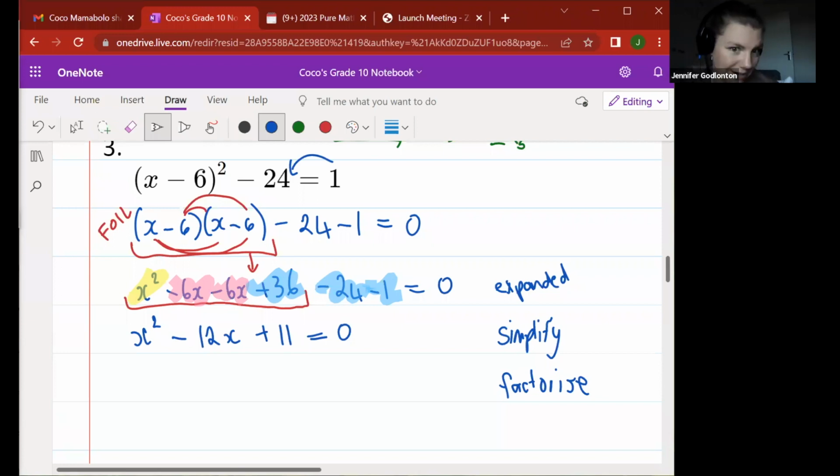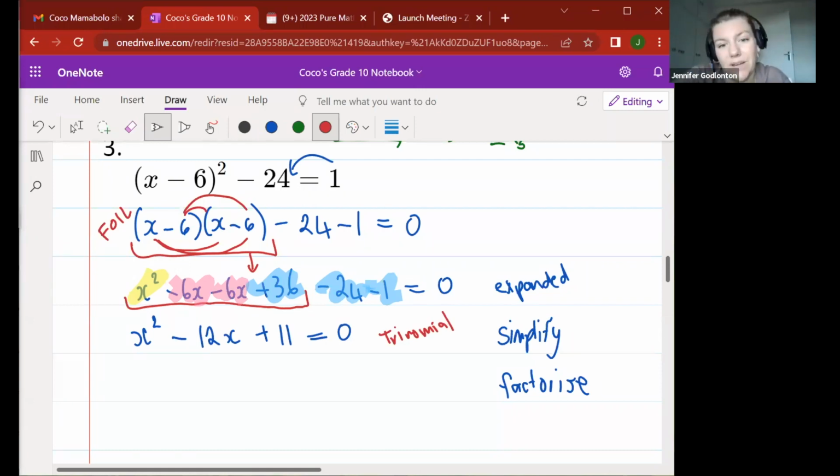Now we need to factorize. So what we have here is a trinomial, and we need to factorize our trinomial. So we've got to factorize it. Factorize our trinomial for me, get me my 2 brackets. Tell me what we're going to land up with.